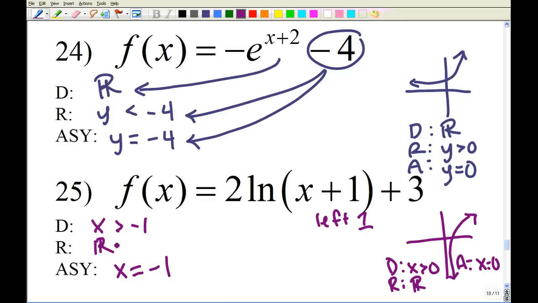So the range came from the fact that it was a log function, and then the domain and the asymptote came from the left and right shift of our graph.